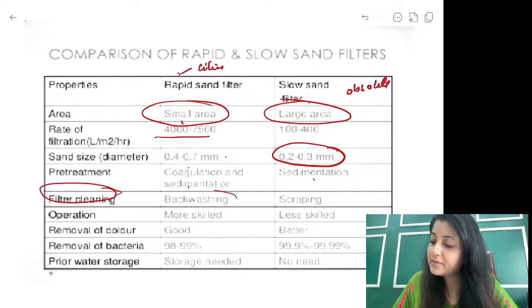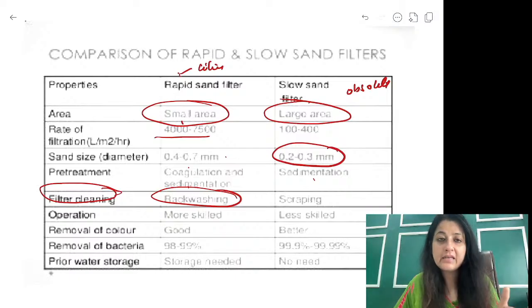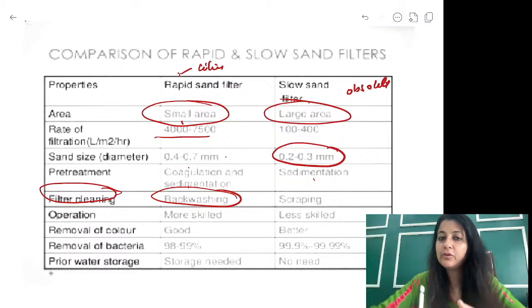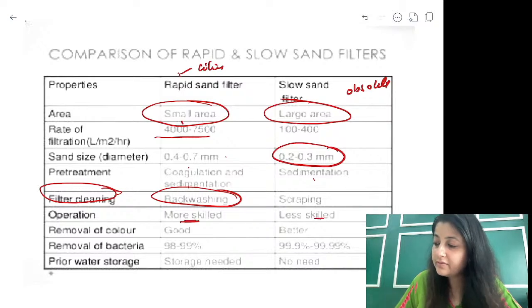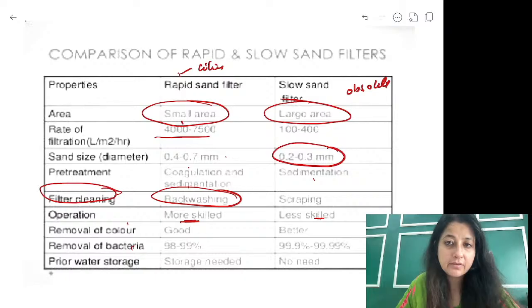Filter cleaning in rapid sand filter is done by a technique, backwashing. In slow sand filter, they have to get down and clean it, scraping. Rapid sand filter needs more skill, slow sand filter is less skilled. Color and bacteria are removed everywhere. More bacteria are ideally removed in slow sand filter, but then it occupies a very large space, so it is not preferred. And prior storage of water is not needed over here.